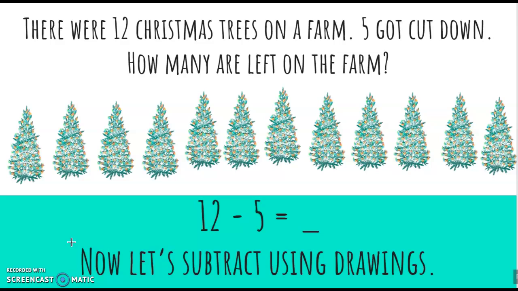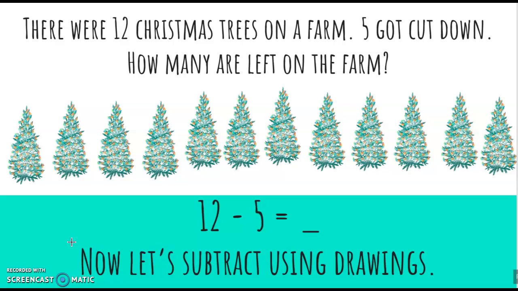All right, so still using drawings. Our problem says there were 12 Christmas trees on a farm. 5 got cut down. How many trees are left on the farm? So what are we starting with? We're starting with 12 Christmas trees on a farm. So go ahead and draw your picture of 12. Again, you can draw a Christmas tree, but in class, a lot of times we just use circles because that's the quickest and easiest thing to do. So go ahead and get your drawings of 12.